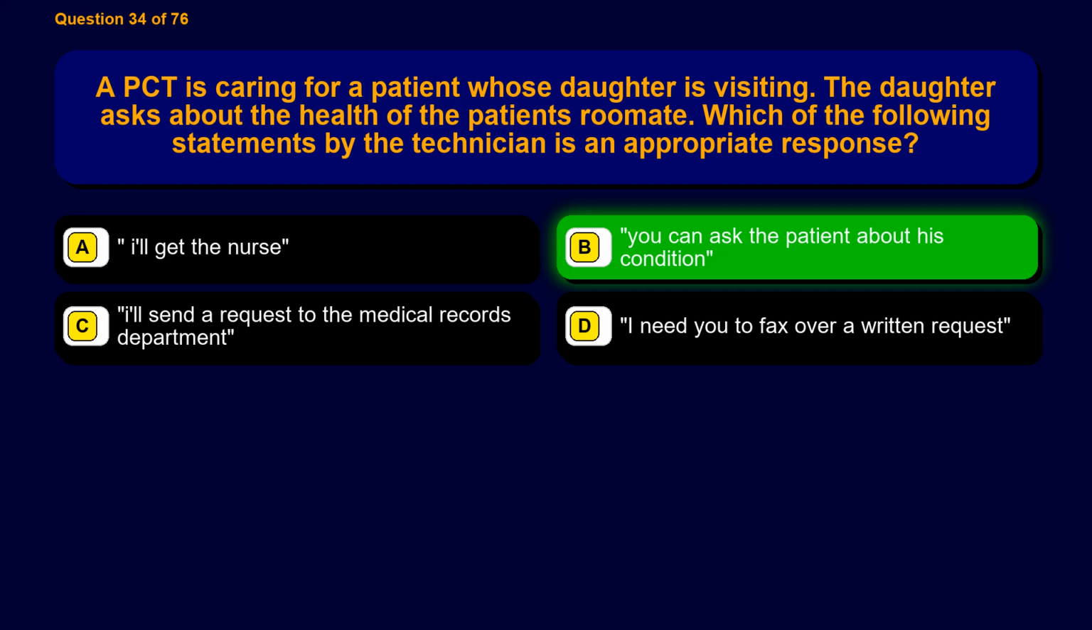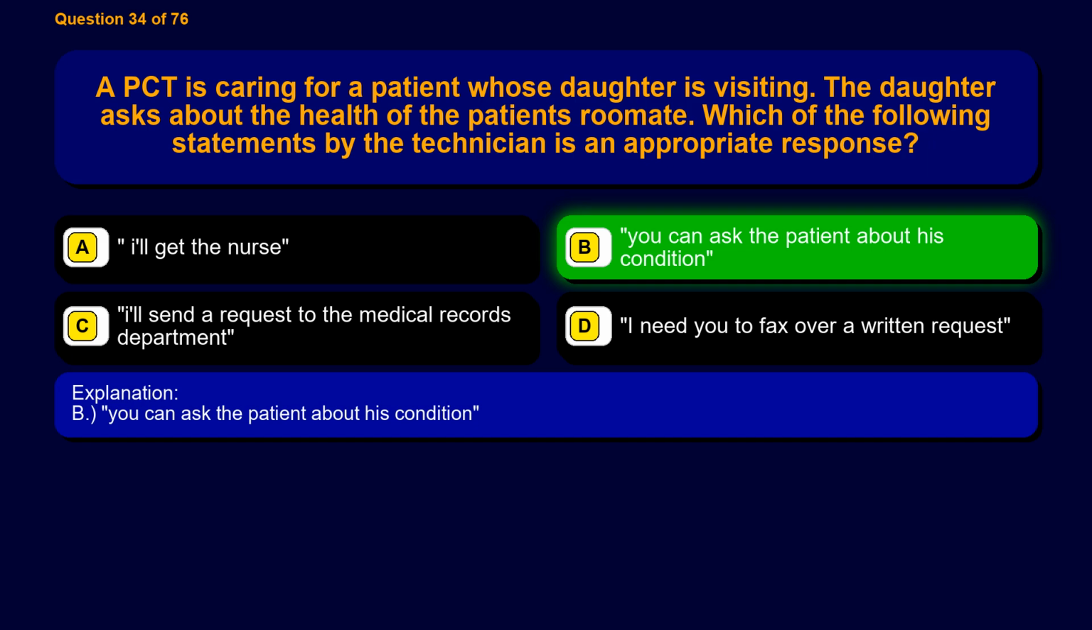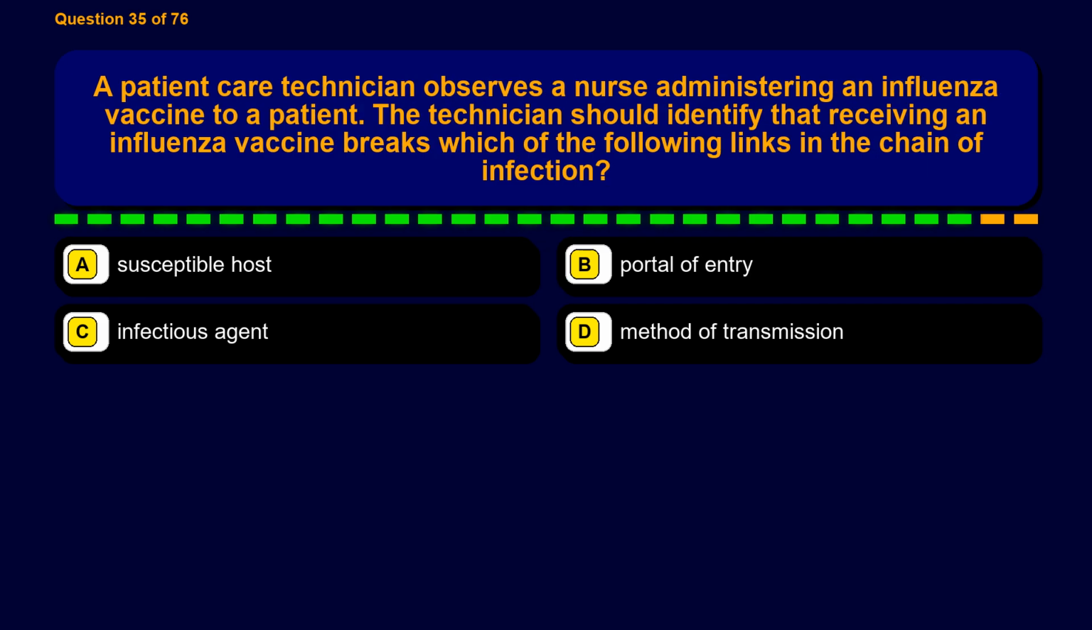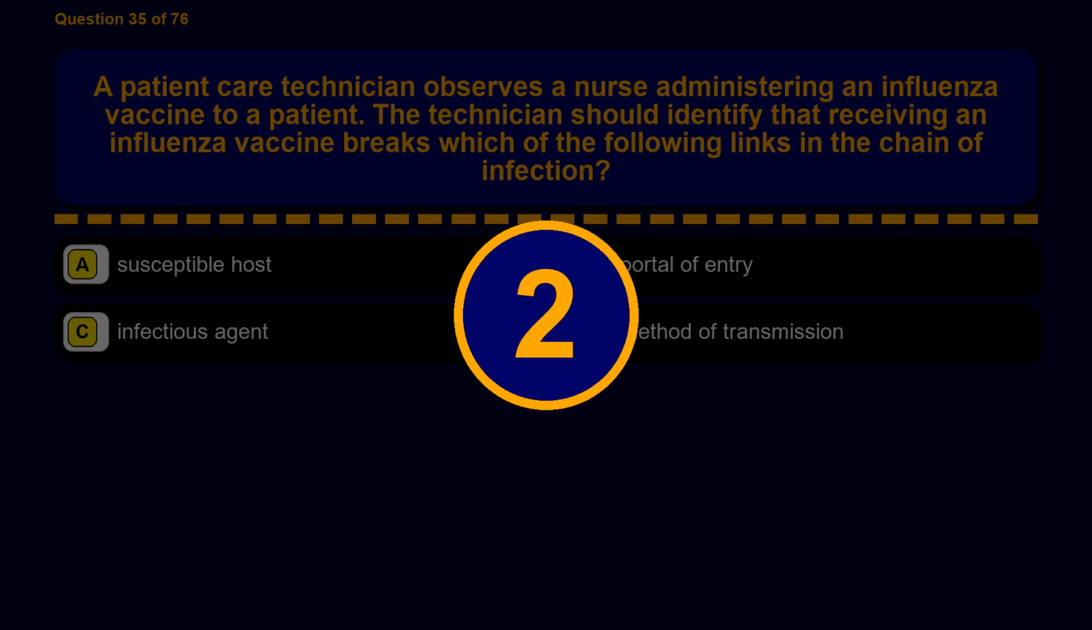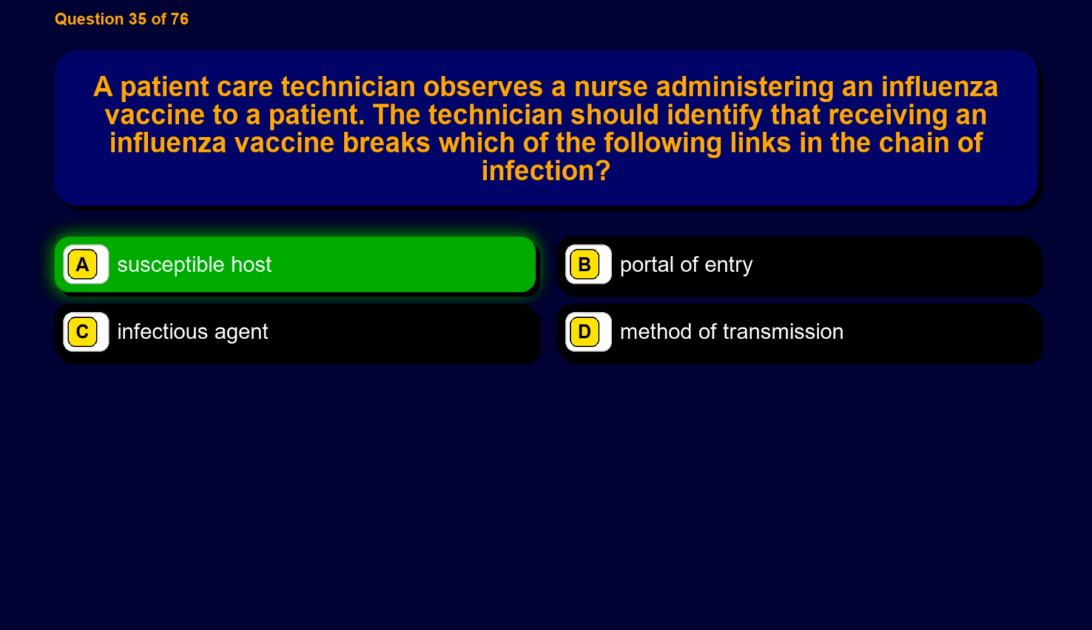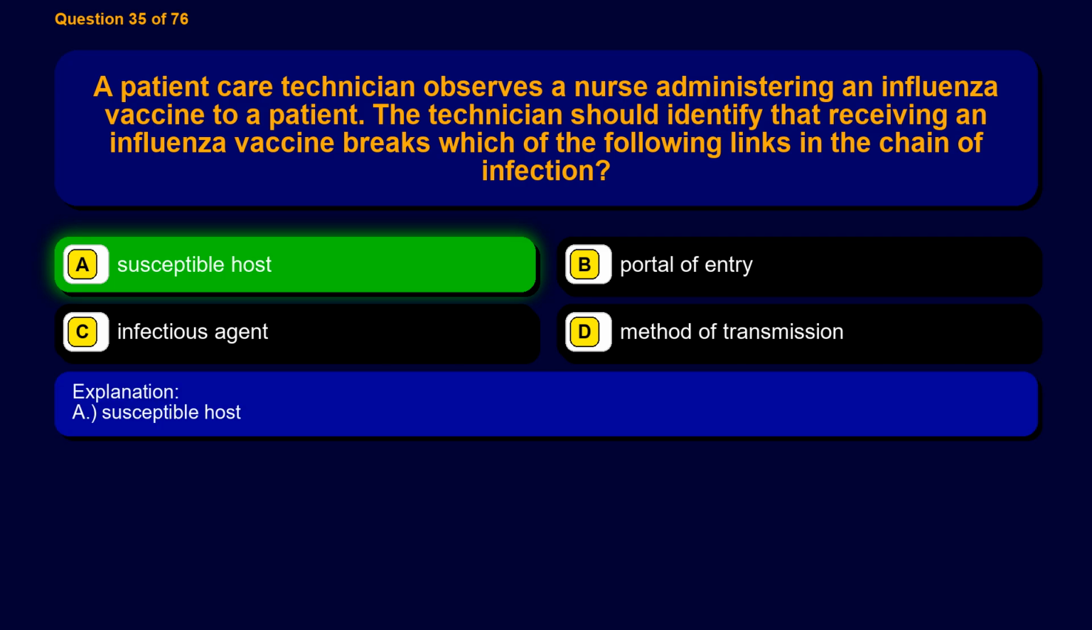The correct answer is option B, you can ask the patient about his condition. Question 35. A patient care technician observes a nurse administering an influenza vaccine to a patient. The technician should identify that receiving an influenza vaccine breaks which of the following links in the chain of infection? Option A, susceptible host. Option B, portal of entry. Option C, infectious agent. Option D, method of transmission.